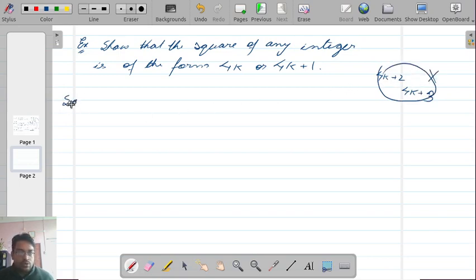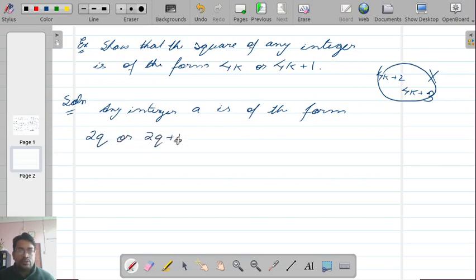So how to solve it? You see, any integer a is of the form 2q or 2q plus 1. So any integer is either even or odd. We are considering divisibility by 2 here. So if a is equal to 2q, then what about a square? I have to show the square of any integer is of the form 4 into something. So a square is equal to 2q whole square, and this can be written as 4 into q square.